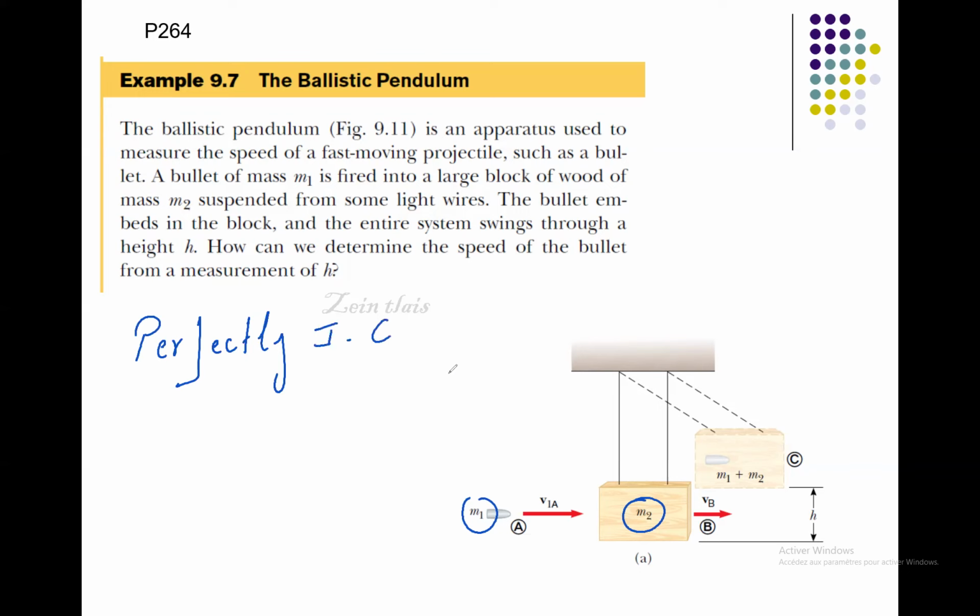Here, the question is, how can we determine the speed of the bullet from a measurement of h? So we have to find a relation between the maximum height of the system and the speed of the bullet before the collision. So I need to calculate the relation between v1 of the bullet before the collision and the height of the system at this point.